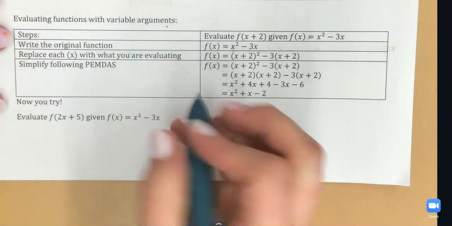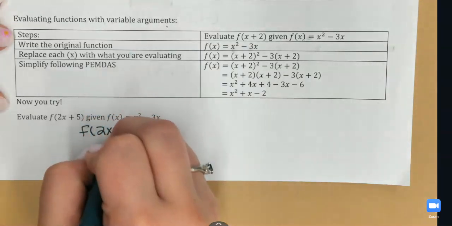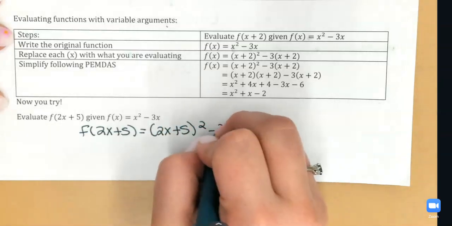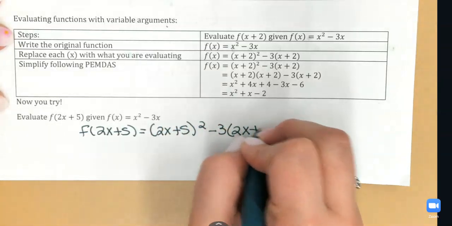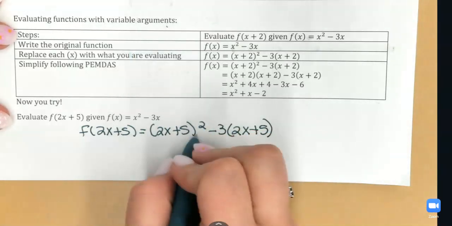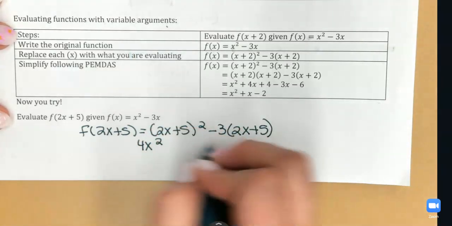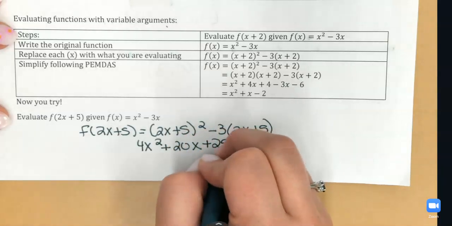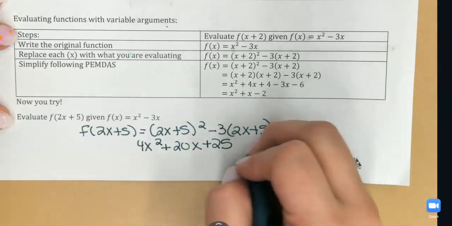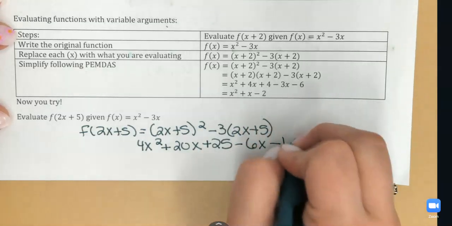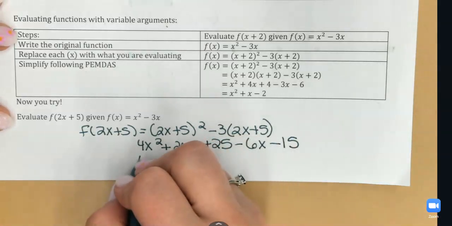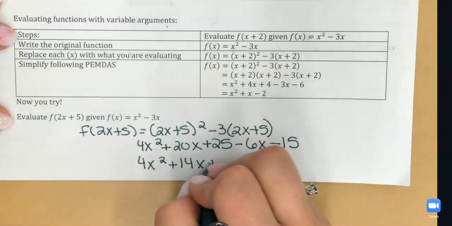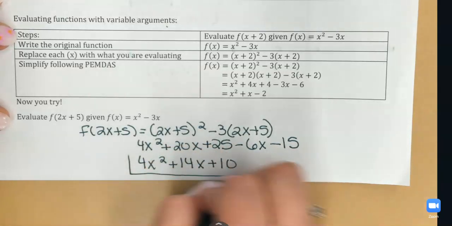We're going to do one example. So f of 2x plus 5 is going to look like (2x plus 5) squared minus 3 times (2x plus 5). So this means I'm FOILing. I'm going to get 4x squared plus 20x plus 25. Then I have to distribute the 3: -6x minus 15. Now I can combine like terms. 4x squared plus 14x plus 10 is the final result.